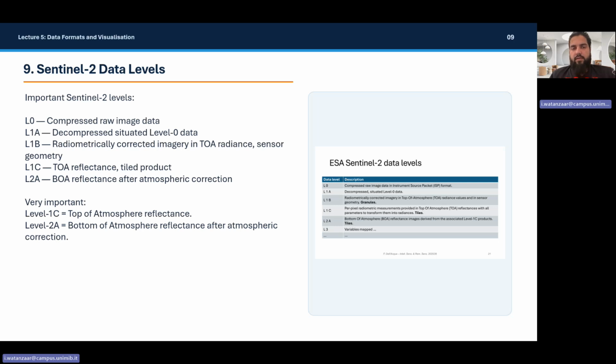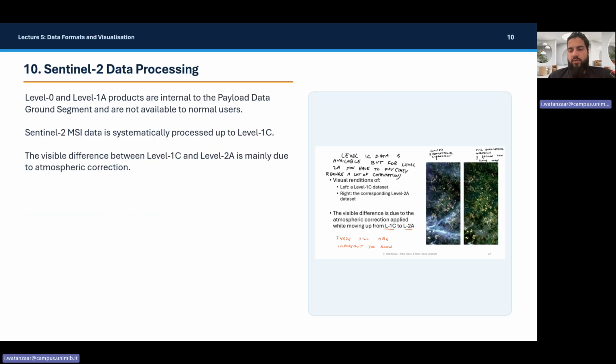So these are the data levels used by the European Space Agency, which is inspired by the NASA levels of data. Now, how is Sentinel-2 data processed? Level 0 and level 1A, we have seen, are produced internally to the payload data ground segment and are not available to normal users. Exactly, it's obvious, because in level 0 the data is compressed raw images.